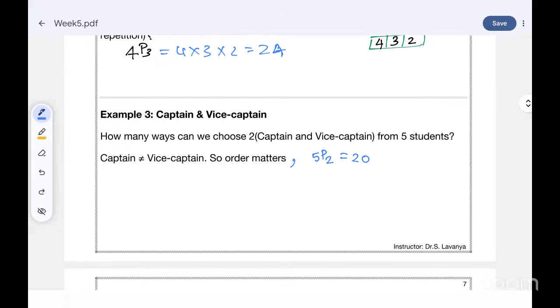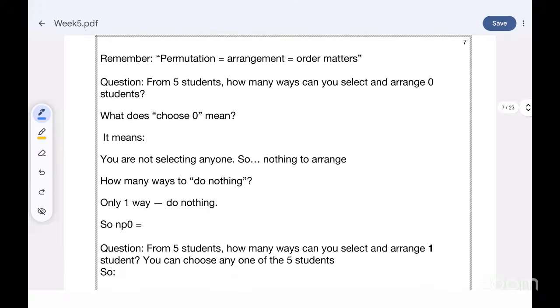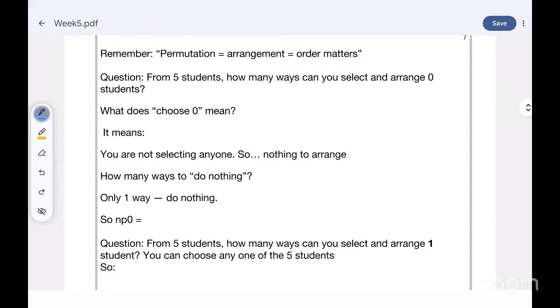Okay, so this is the main thing we need to remember: permutation means arrangement, and in that arrangement order matters. Now, just to understand a few things more clearly, from 5 students, how many ways can you select and arrange 0 students? It is kind of an absurd question, but just to make sure we understand the formulas we are studying clearly.